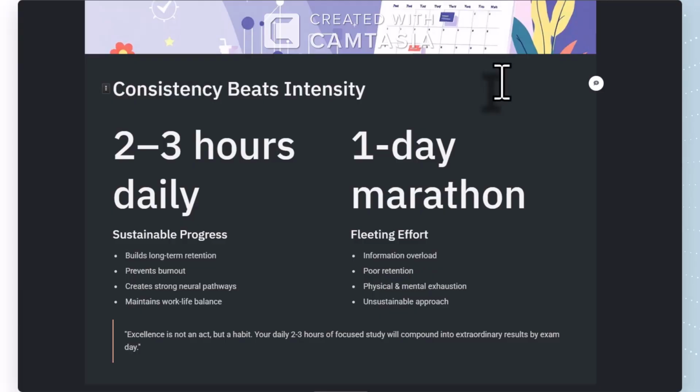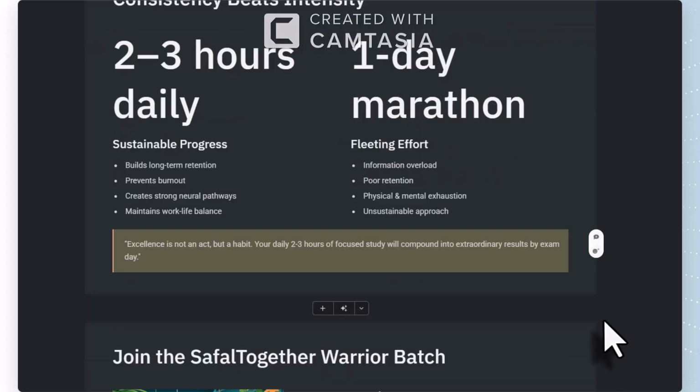Consistency beats intensity. 2 to 3 hours daily. Sustainable progress, build long-term retention, prevent burnout, create strong neural pathways, maintain work-life balance. A one day marathon means fleeting effort, information overload, poor retention, physical and mental exhaustion, an unsustainable approach. We should be avoiding it and we should be focusing on consistency. Excellence is not an act but a habit. Your daily 2 to 3 hours of focused study will compound into extraordinary results by exam day.